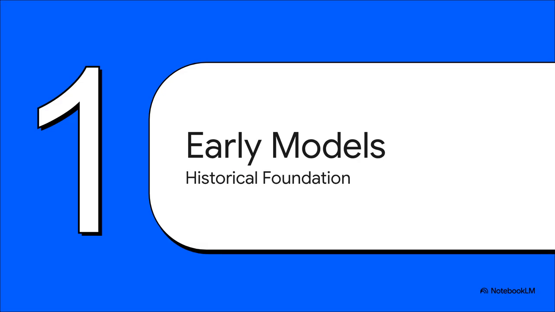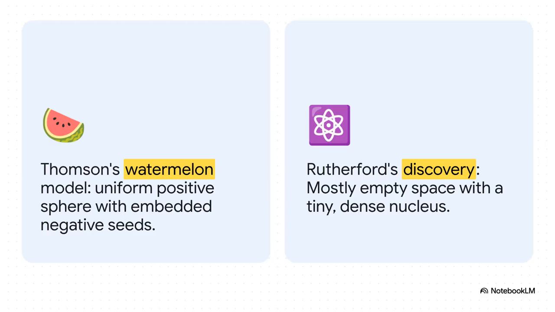Section 1. Early models. Okay, let's dive right into this. On one side, we had J.J. Thomson's early concept. He imagined the atom kind of like a watermelon, a solid, uniform sphere of positive charge, with negative electrons embedded in it just like seeds.